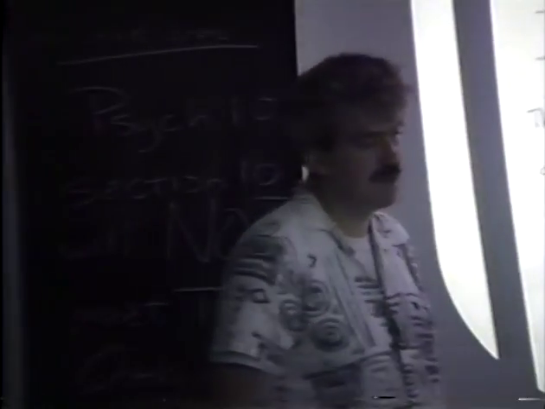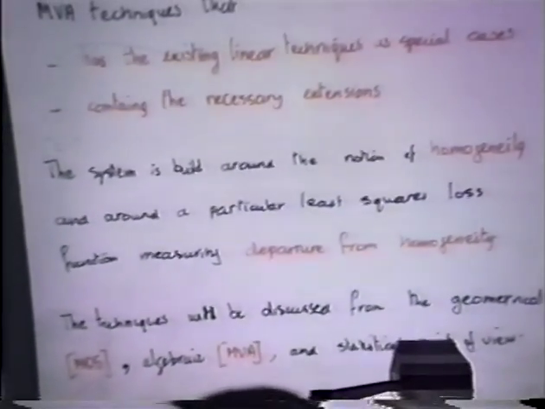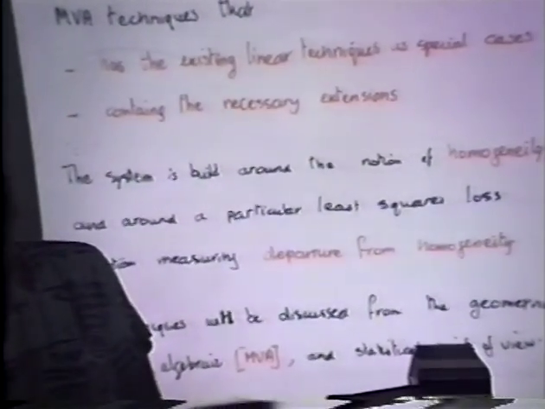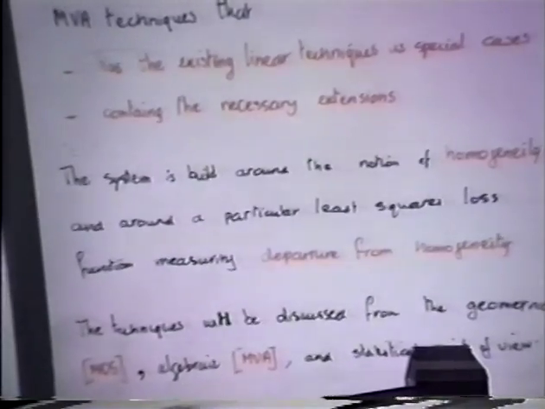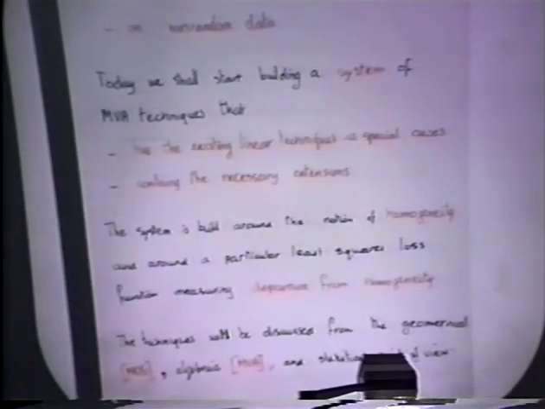The system is built around the notion of homogeneity, which I shall define in a little while, and around a particular least squares loss function which must be minimized. So all the techniques in the system can be seen as particular cases of the results that you get when you minimize a certain loss function. And there are of course variations, for instance in terms of the restrictions on the parameters, or in terms of choice of dimensionality, or in terms of number of variables or number of sets of variables, and these variations define the various different techniques.